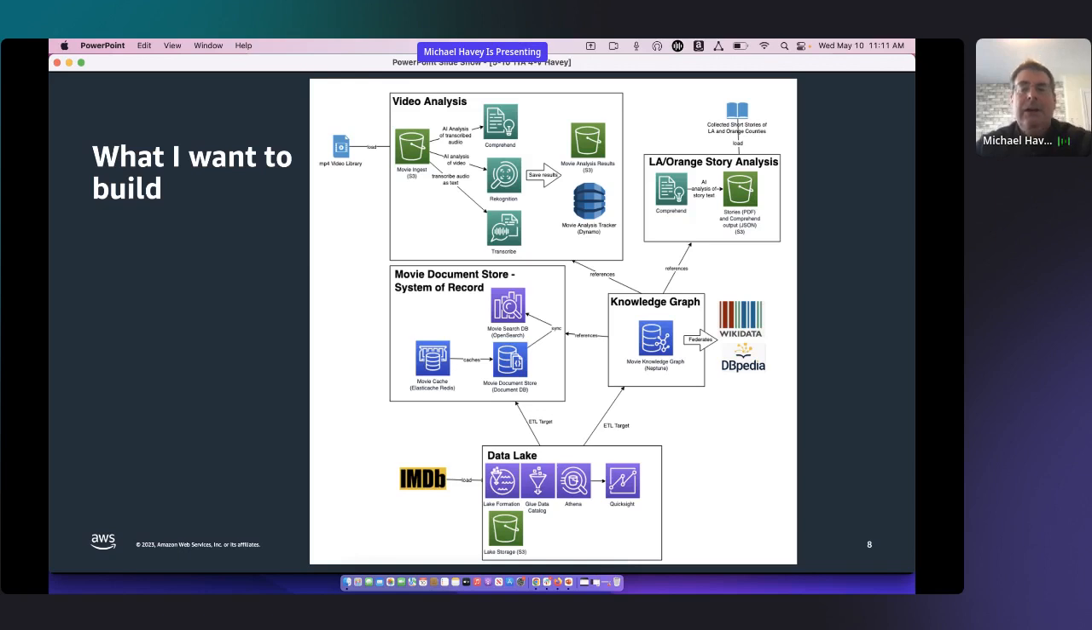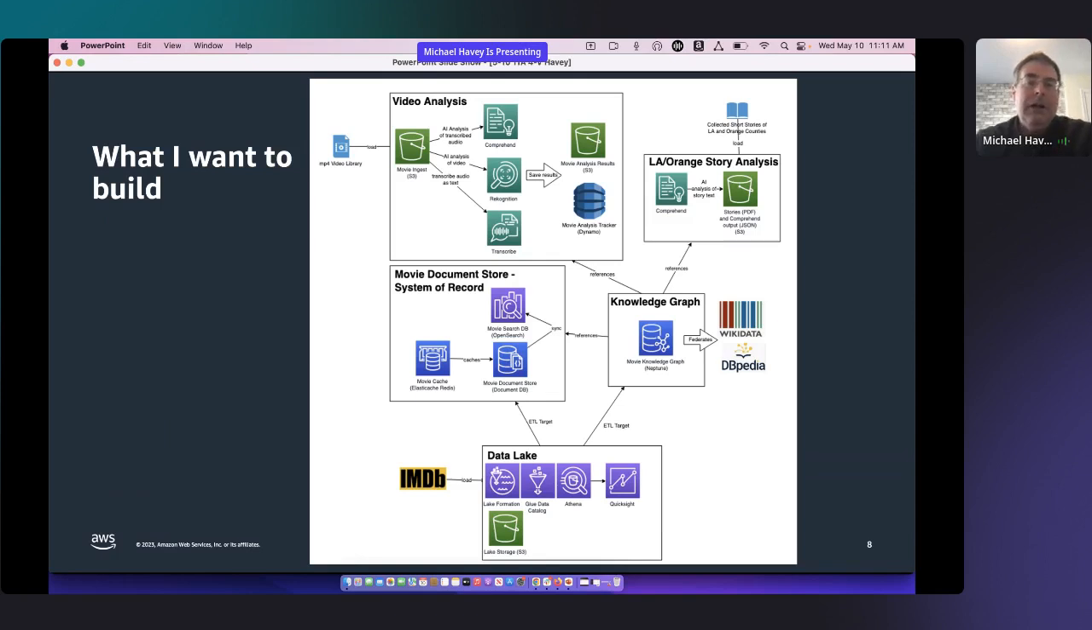So I'll have a data lake, and I also want a knowledge graph, which is shown on the right, kind of middle right. I'll build that on Amazon Neptune, and it will also take its data from the data lake. It will take that IMDb data through an ETL process. It will reference data from the movie document store. So the movies that are referred to in the knowledge graph actually occur in the movie document store. And it will also federate additional data that exists out there in Wikidata and DBpedia through federation.